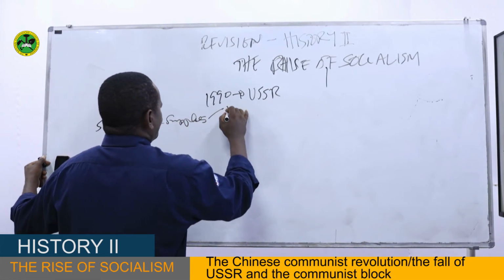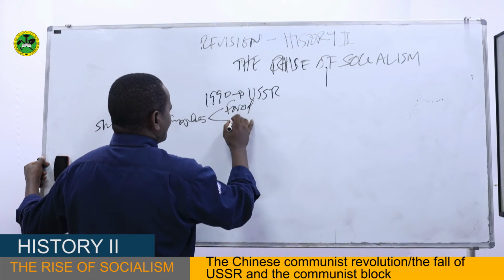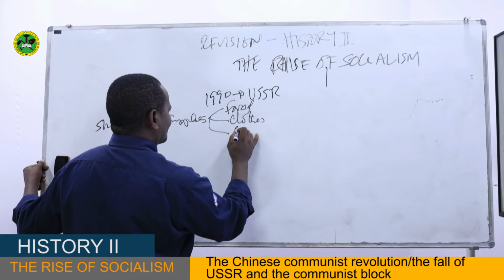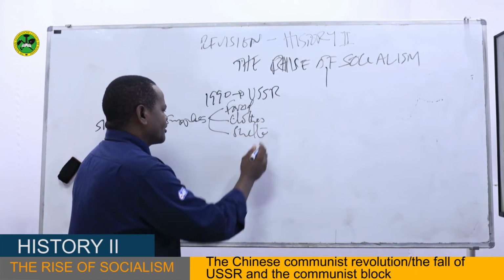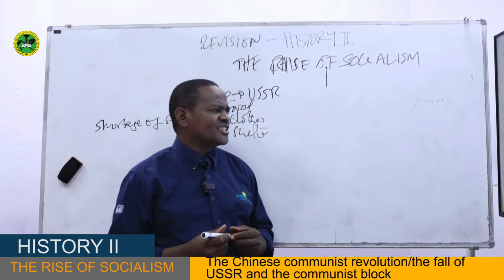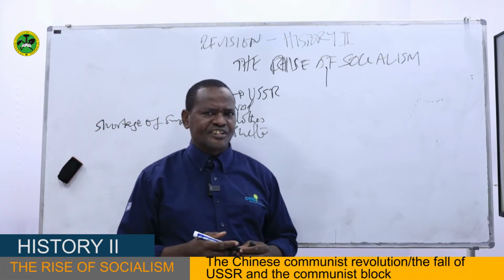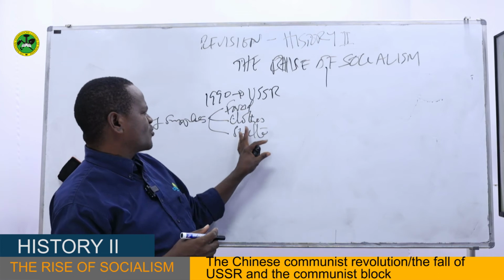By supplies here, we refer to food, clothes, and shelter. This is what we call the basic needs. These people had a shortage of basic needs, and the state-controlled economy was inefficient, could not provide people with what they need.